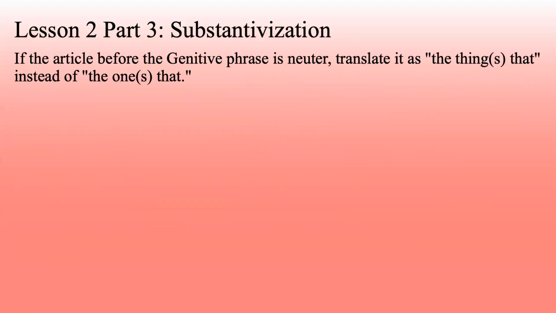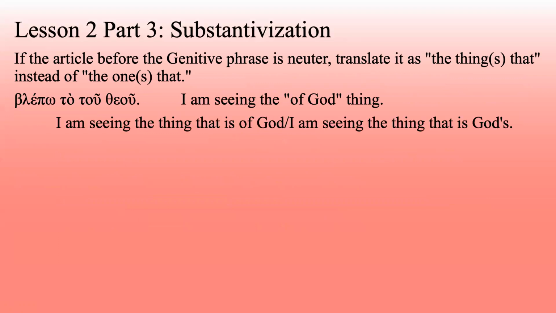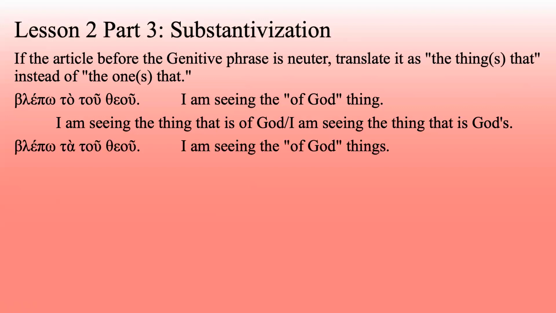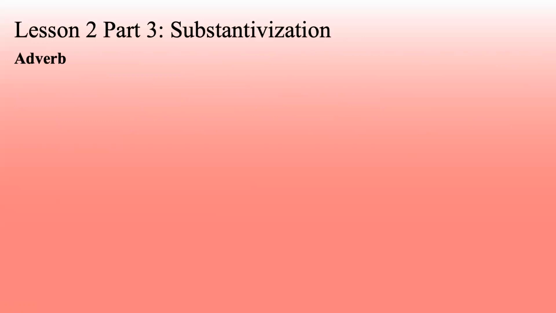Now, if the article before the genitive phrase is neuter, it is translated as the things that instead of the ones that. So blepo ta tou theou, I'm seeing the of God thing. I'm seeing the thing that is of God. I'm seeing the thing that is God's. Blepo ta tou theou, here it's plural. I'm seeing the of God things, or I'm seeing the things that are of God, or I'm seeing the things that are God's.